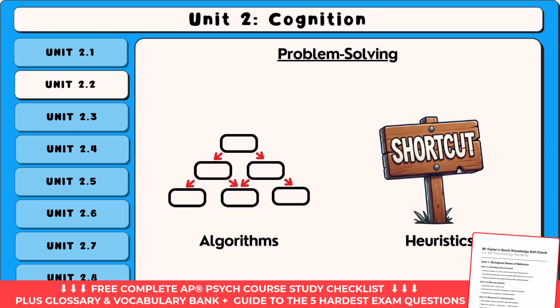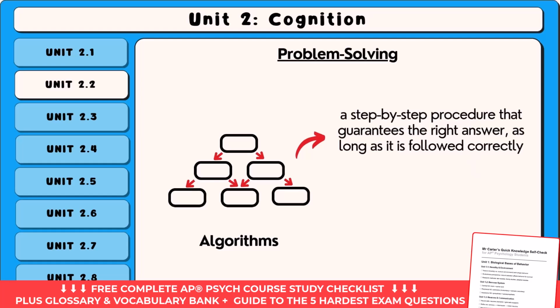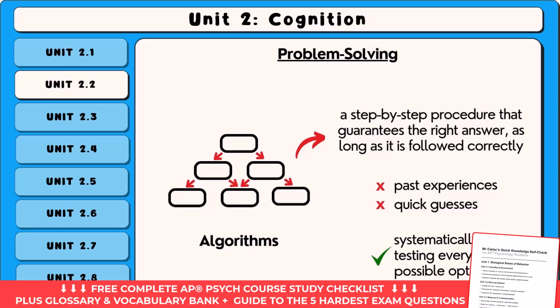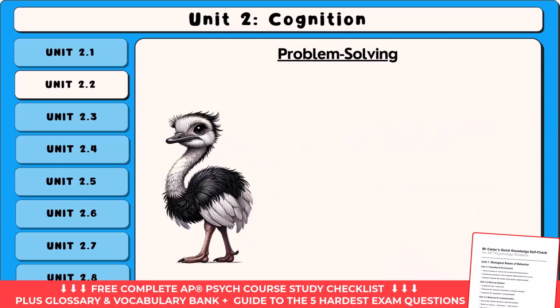For problem solving, our key concepts are algorithms and heuristics. An algorithm is a step-by-step procedure that guarantees the right answer, as long as it is followed correctly. Unlike relying on past experiences or quick guesses, an algorithm works by systematically testing every possible option until the correct one is found.